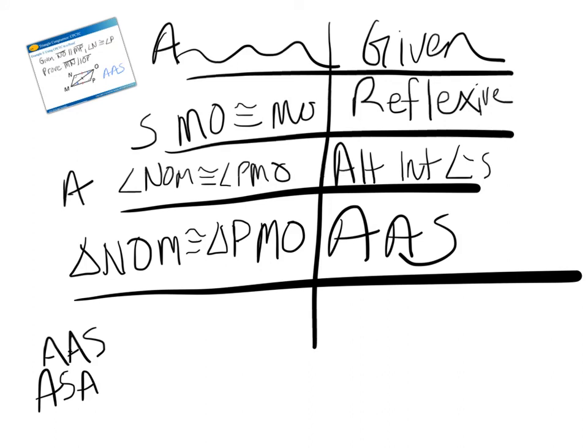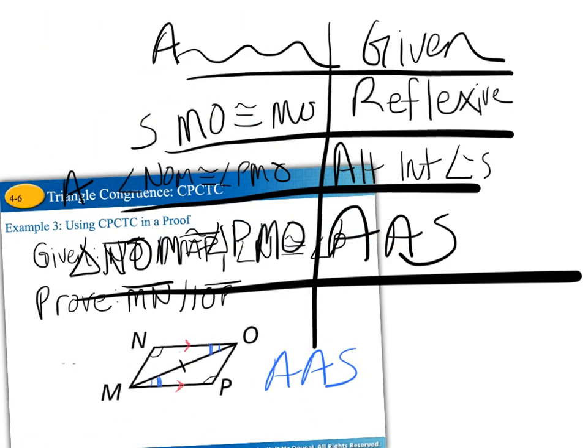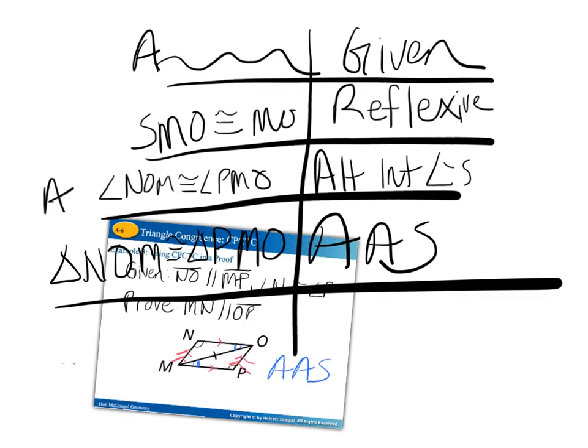So again, the last step now is to prove that we've got some parallel things going on. Since we know that these triangles are congruent, now we know that every single part of it is congruent as well. So now we can say MN is congruent to, oh, they want us to prove it's parallel. My bad. So ignore what I just said there. They want us to prove that these lines are parallel, not that they're congruent. So I read that wrong.